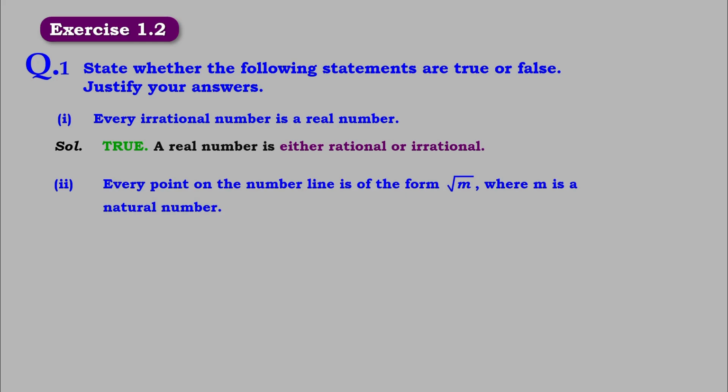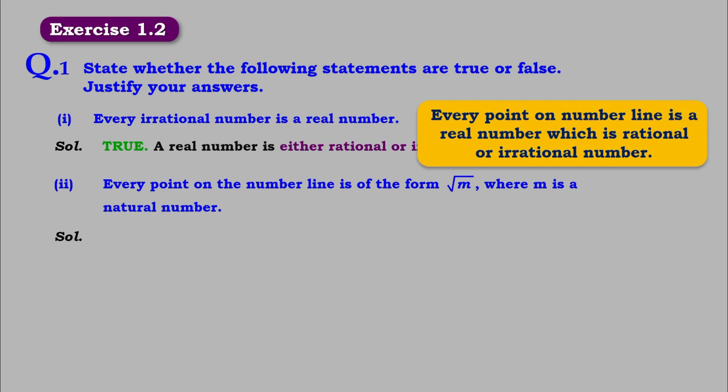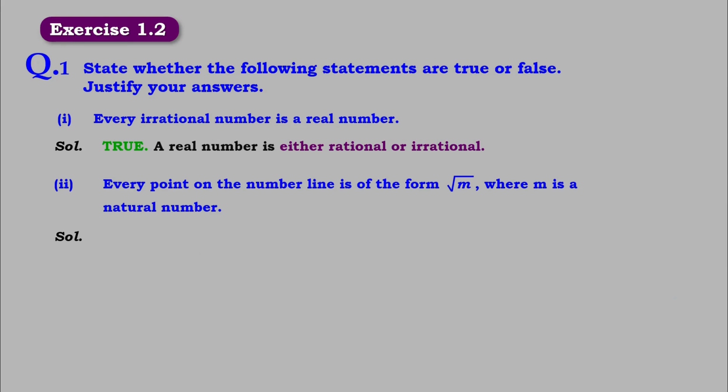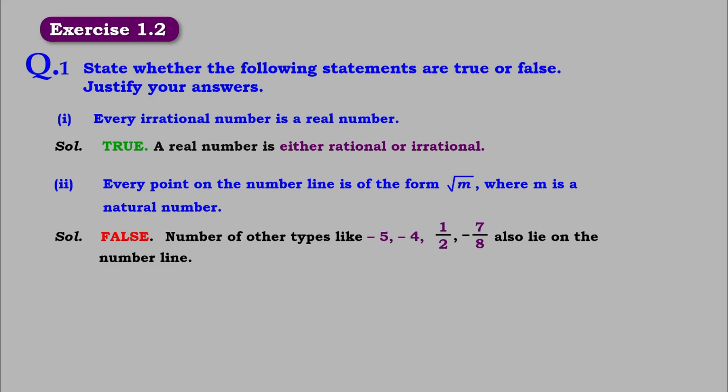Every point on the number line is of the form root m, where m is a natural number. Every point on the number line is a real number, which is a rational or irrational number. So let us take a look. Root 2, root 3. That's why it is a false statement, because numbers of other types like minus 5, minus 4, 1 by 2, minus 7 by 8 also lie on the number line, but they are not in the root m form.